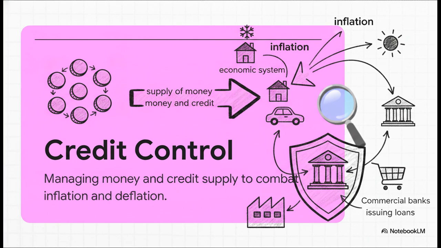You have to remember, commercial banks are basically creating credit every single time they issue a loan. So by regulating how much credit those banks can create, the central bank is essentially controlling the lifeblood of the entire economic system. That is exactly how they keep inflation and deflation safely in check.